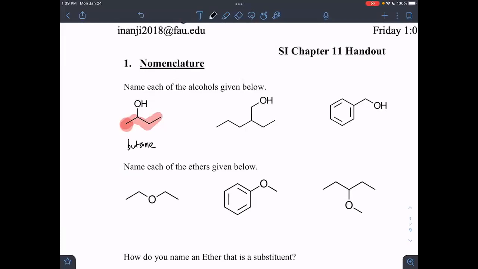And we have an alcohol. What carbon number is the alcohol on? So your total name is going to be, yeah, you can do butan-2-ol or 2-butanol.